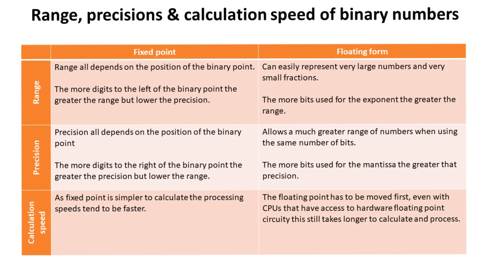In terms of calculation speed, the floating point first has to be moved, and obviously there's extra steps involved in the processor to do that. Even with modern CPUs that have access to hardware floating point circuitry, it's still going to take longer to calculate and process a floating point number compared to a fixed point number.